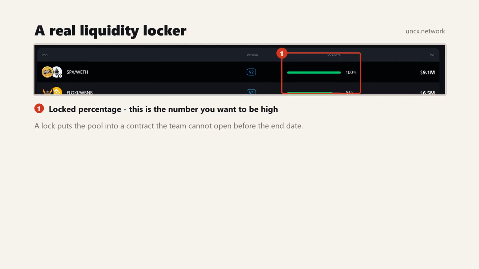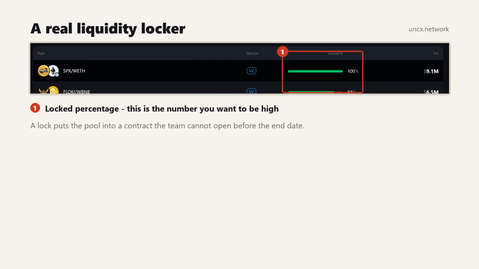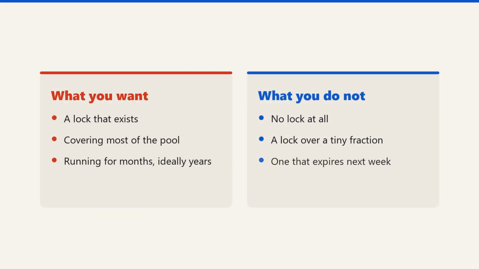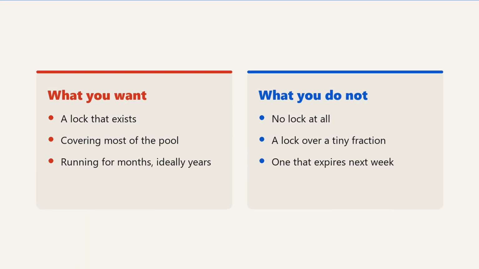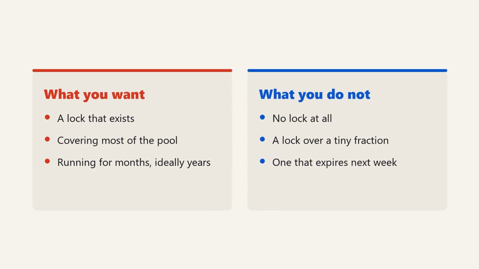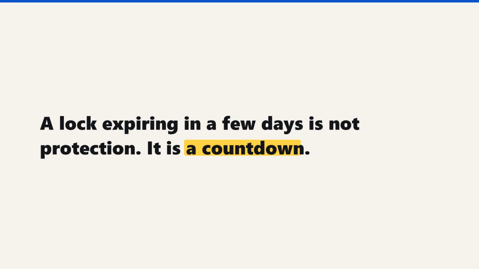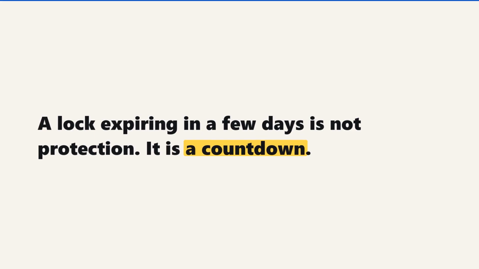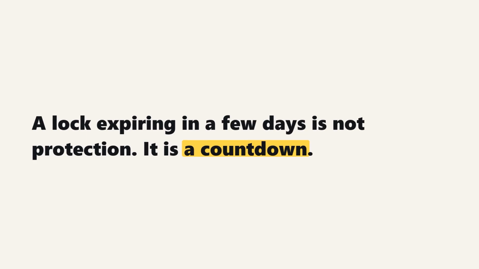Tools like UNCX or Team.Finance show you the locks. What you want to see is a lock that exists, that covers most of the liquidity, and that runs for a meaningful length of time. Several months is reasonable. Years is better. What you do not want to see is no lock at all, a lock covering a tiny fraction of the pool, or one that expires next week. A lock expiring in a few days is not protection. It is a countdown.